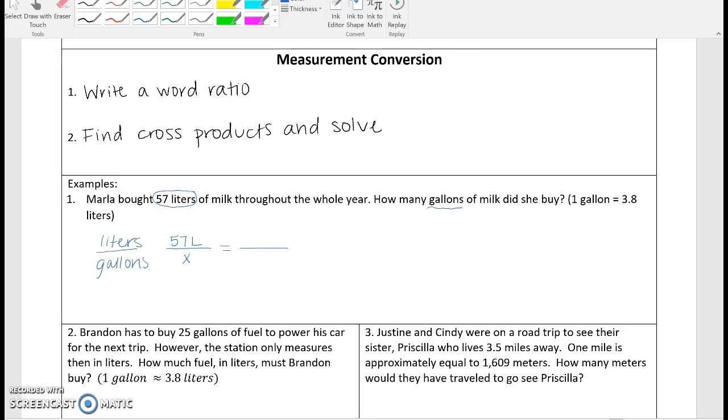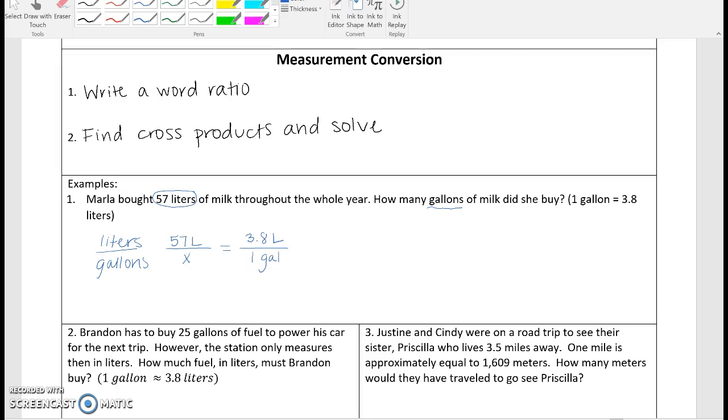On this side of the ratio are things that are equivalent. So we're saying 57 liters is equal to some amount of gallons that we don't know. What we do know is that 1 gallon is equal to 3.8 liters. Since gallons is on the bottom, I have to keep gallons on the bottom. So 1 gallon is equal to 3.8 liters, and liters is on top, so I'm going to put 3.8 liters, okay?